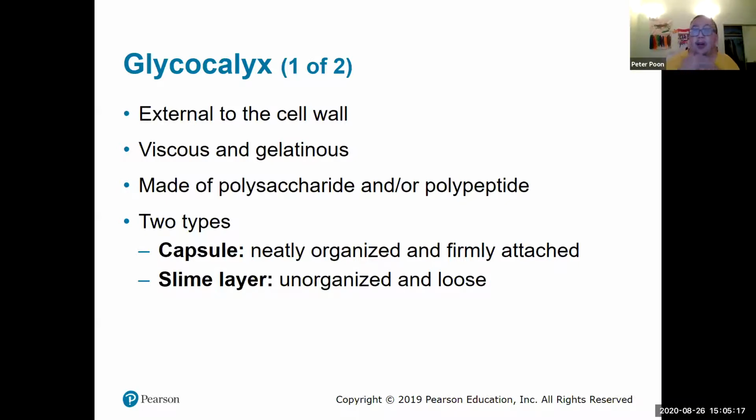There are two types. One is a harder one, a capsule. It's much more neatly organized and much more firmly attached and plays a much bigger role in protection. It's like a physical structure. The other type, the slime layer, is unorganized and loose, and it functions like slime. Slimy things are hard to hold on to, so having a slime layer makes that bacteria harder to grab onto.